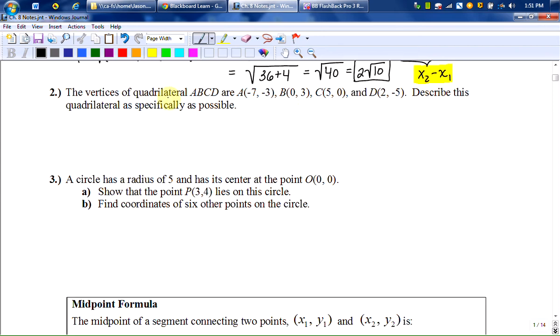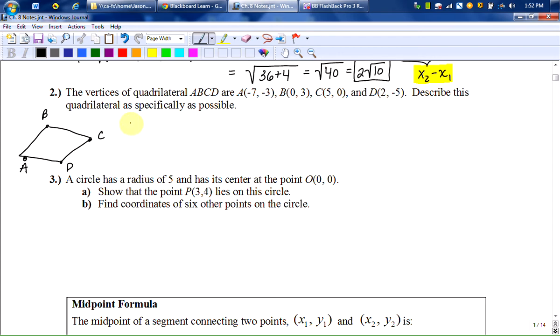One of the things that I like to do is just kind of double check where these points are on the Cartesian plane. It looks like A is in quadrant 3, and B is maybe, well, it definitely is on the y-axis. C is on the x-axis somewhere over here, and D is in quadrant 4. The reason I'm doing this is I just want to double check which points form the sides, or which segments form the sides, and which segments form the diagonals.